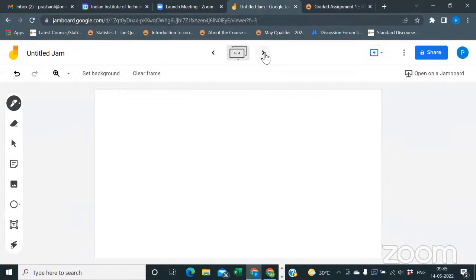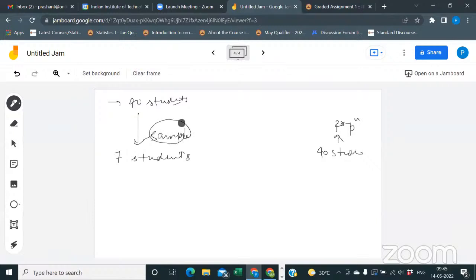For example, suppose there is a class of 40 students. I took this example in the first lecture also. For the sake of convenience, I took a random sample of 7 students. There is a class of 40 students, so this is my population, and this is my sample. Now I have calculated the mean marks, I mean the average marks, of these 7 students. I got around 60.